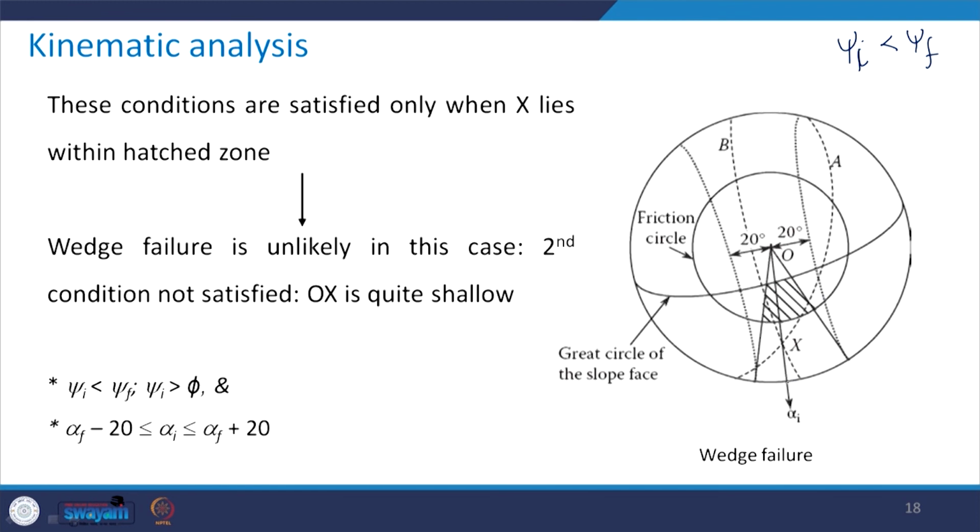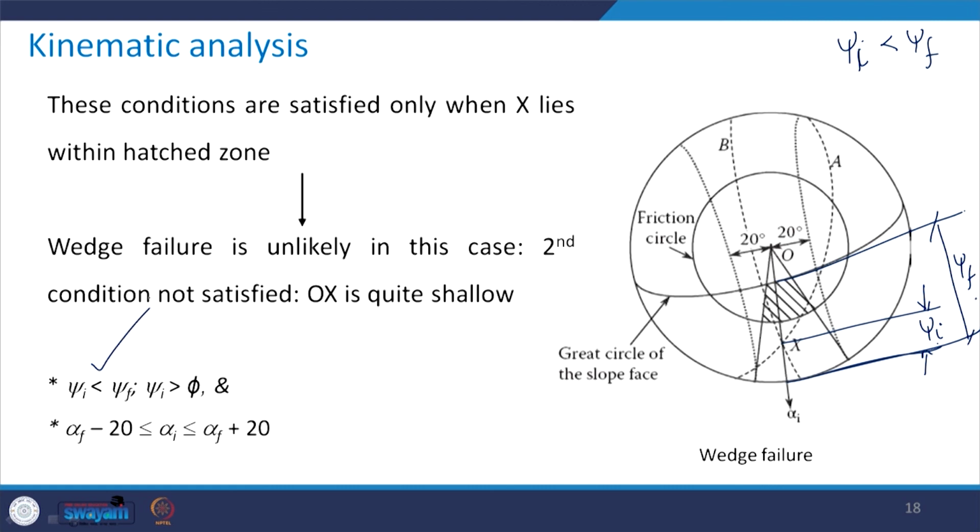So, see, this is what is your psi i. What is going to be your psi f? Somewhere, something like this. This is what is going to be your psi f. So, what is happening? See, psi i is less than psi f. So, the first condition is satisfied.